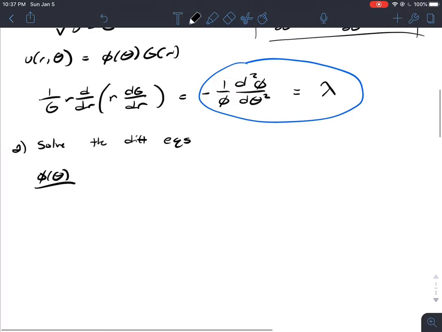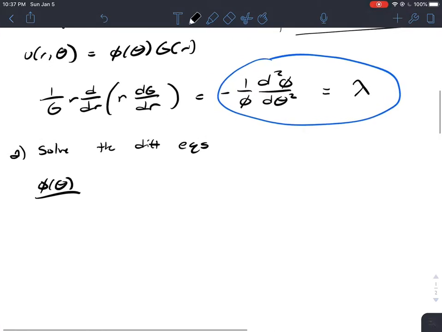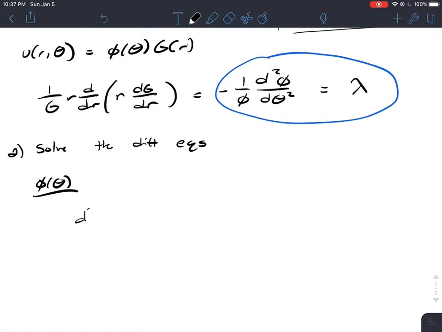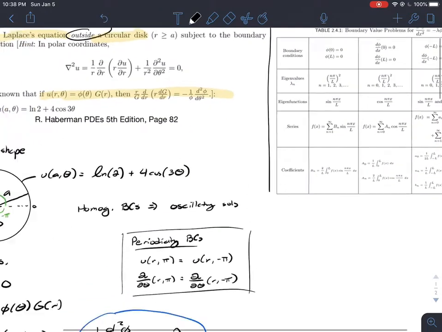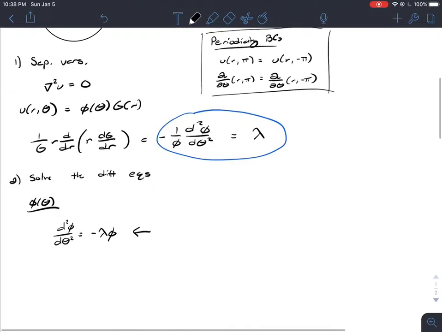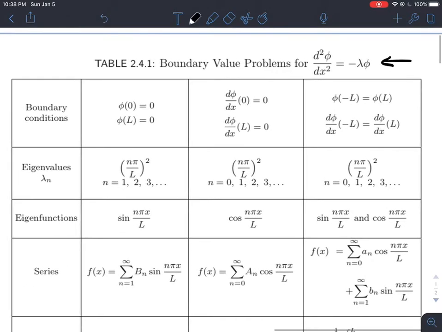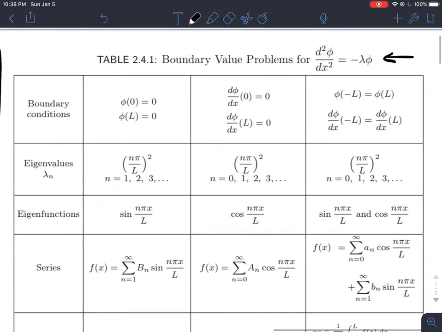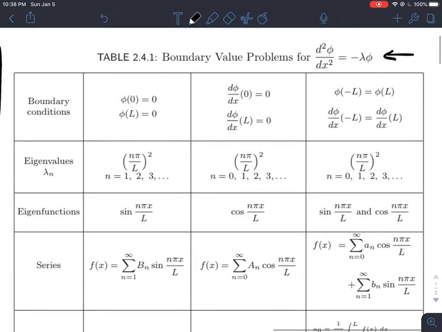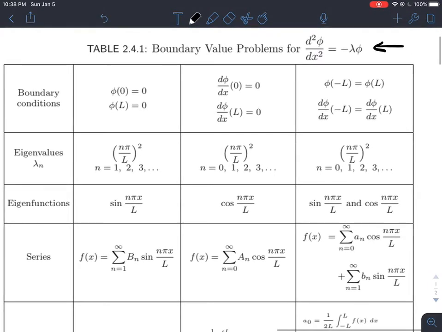The differential equation on the right-hand side of the above diffie-q is d squared phi d theta squared equal to negative lambda phi. And this diffie-q that I'm writing right now is the same one that's up here. So conveniently, we can use this table and match up our boundary conditions and chug along with our lives. The boundary condition here and the fourth column are the ones that we're looking for.